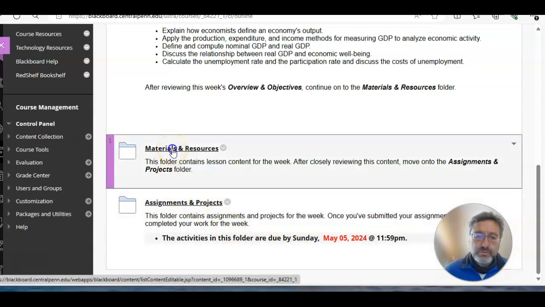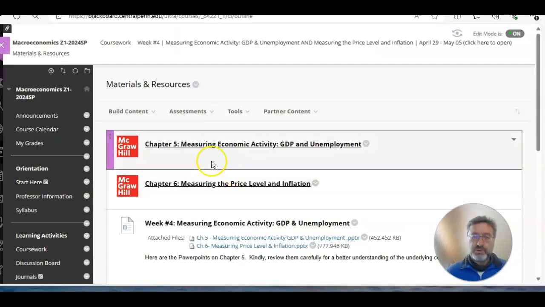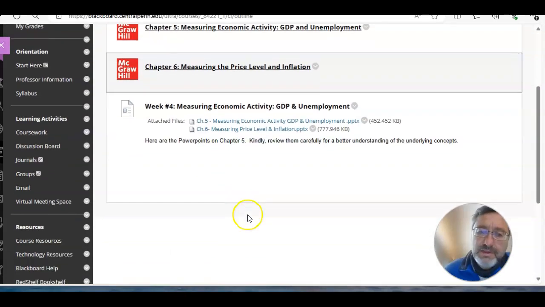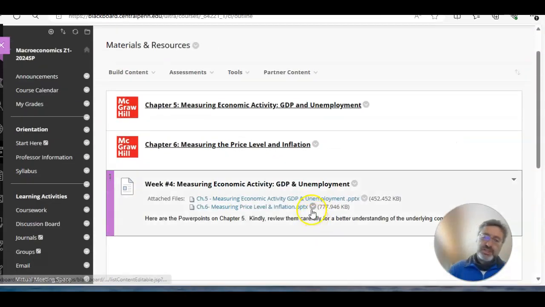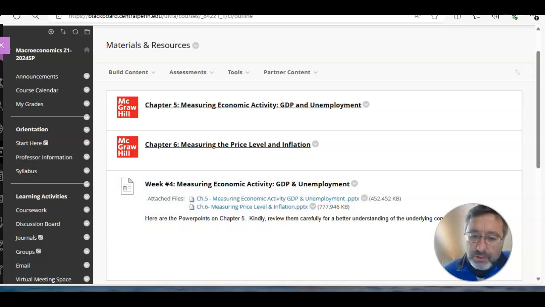Then you go to material and resources, actually before that, and that's where you have access to the 2 chapters. So you can read the chapters, and then you have access to the PDFs of the 2 chapters. So you read the chapter, then you can look at the PDF because it's kind of a summarized version of the chapters. And now we'll look briefly at some of the 2 PDFs.